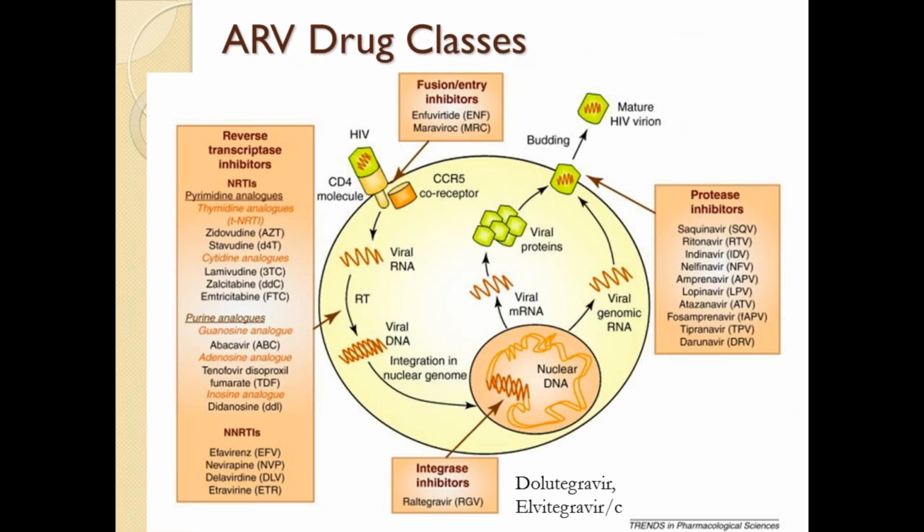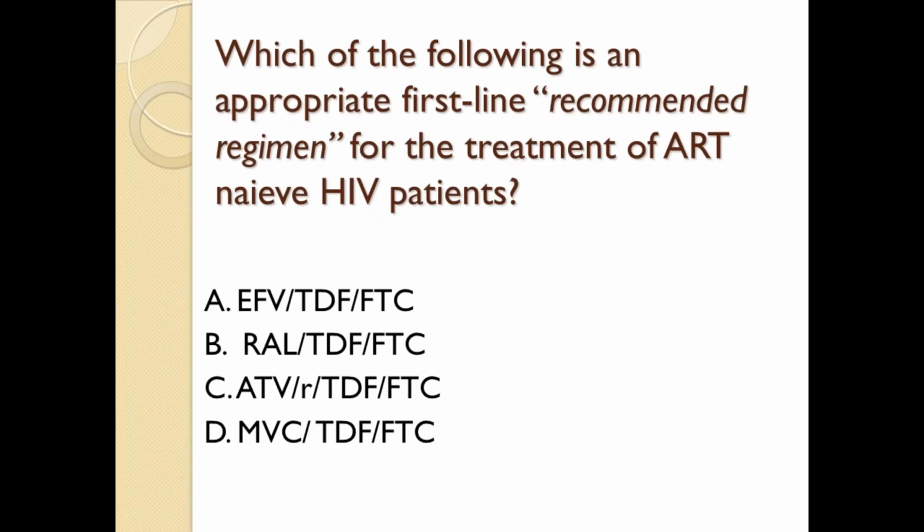So I'm not going to go into a lot of the drug classes because I'm pretty sure that if you don't already have another talk about it, you're going to. But I wanted to just go through the recommended first-line regimen. So which of the following is an appropriate recommended regimen for HIV-naive patients? A is efavirenz, tenofovir, and tricidovine. B is raltegravir, tenofovir, and tricidovine. C is atazanavir, ritonavir, tenofovir, and tricidovine. And D is maraviroc, tenofovir, and tricidovine.